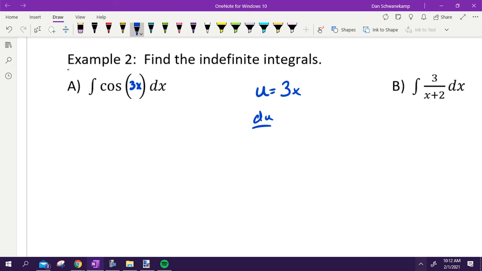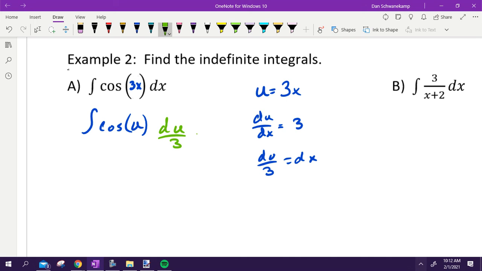Okay, we could do the whole thing. u is 3x, so du over dx is 3. So du over 3 is equal to dx. Everybody with me on that? So if I set this up, it'd be cosine of u, and then instead of dx, I could put du over 3 right there. What's the antiderivative of cosine?